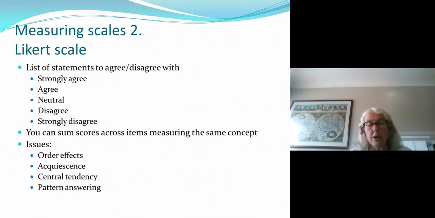And you can then give these a code, from say strongly agree as 1 through to 5 being coded strongly disagree, and you can sum the scores that you get across the items that are measuring the same concept, and give an overall score for a particular concept that you're interested in. So these are very, very common. It's very rare that I see a student designing a questionnaire that doesn't have some statements that people strongly agree to strongly disagree with. Various issues here.